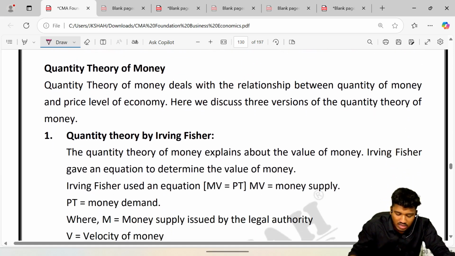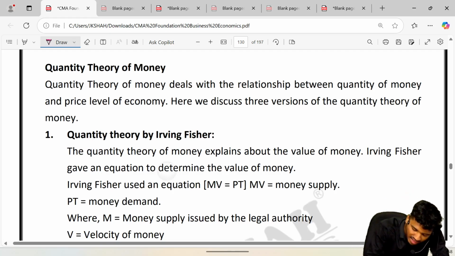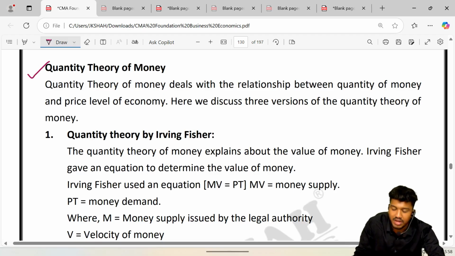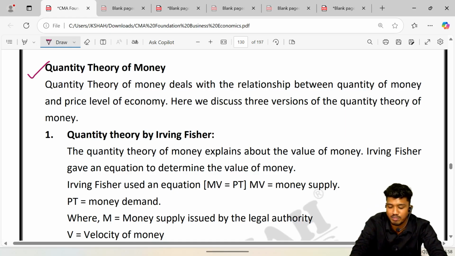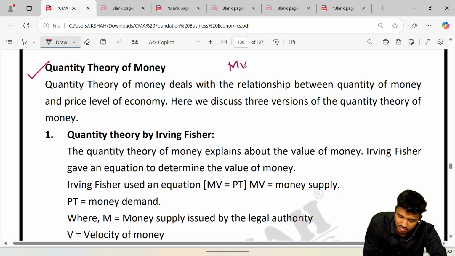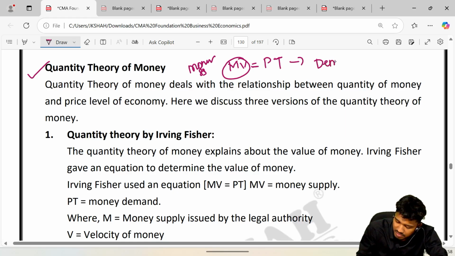Next, what I call the most tricky topic which students find, though it is not so in reality, is the quantity theory of money. I'll make you understand what the quantity theory of money is. The quantity theory of money was given by Professor Irving Fisher. What he explained is MV = PT. In basic language, MV is nothing but money supply, and PT is demand for money. Let us understand it word by word.